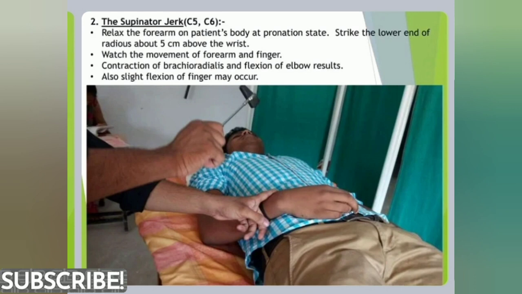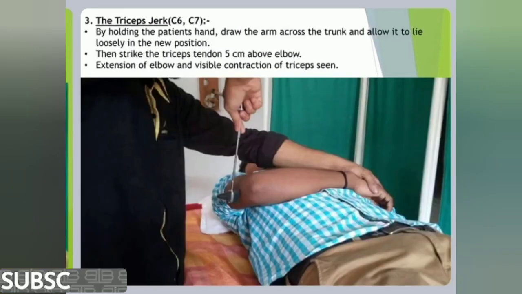The second reflex of the upper limb is the supinator jerk, and its value is C5 and C6. You have to relax the forearm on the patient's body in the pronated state. Strike the lower end of radius about 5 cm above the wrist. Watch the movement of forearm and finger. Contraction of brachioradialis and flexion of elbow will be seen. Also, slight flexion of finger may occur. Whenever you see the contraction of brachioradialis and flexion of elbow, then you will see the presence of supinator jerk.